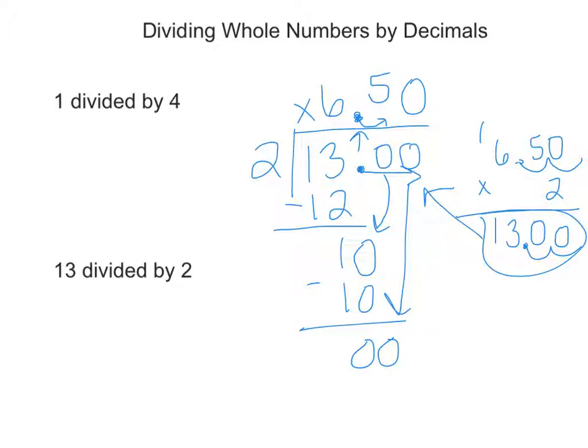I can also use estimation to help guarantee that my answer is correct. 13 divided by 2 should be somewhere around 6 because I know 12 divided by 2 is 6 and 14 divided by 2 is 7. So it makes sense that my answer should be somewhere between 6 and 7.